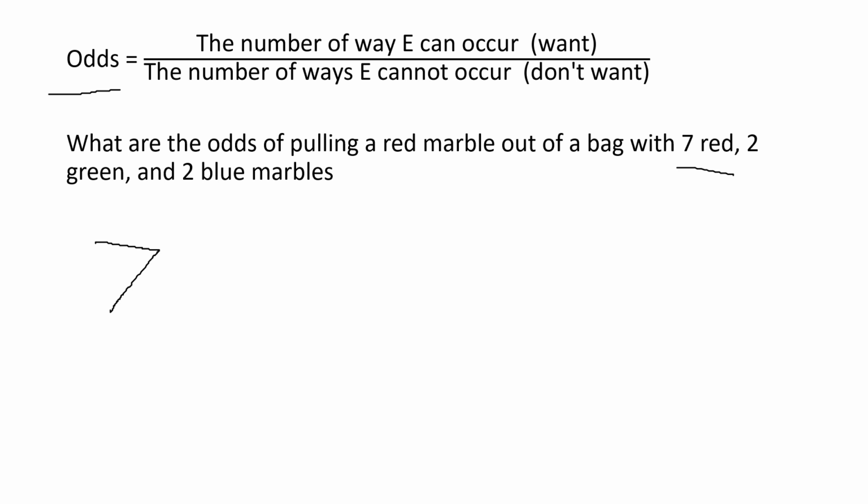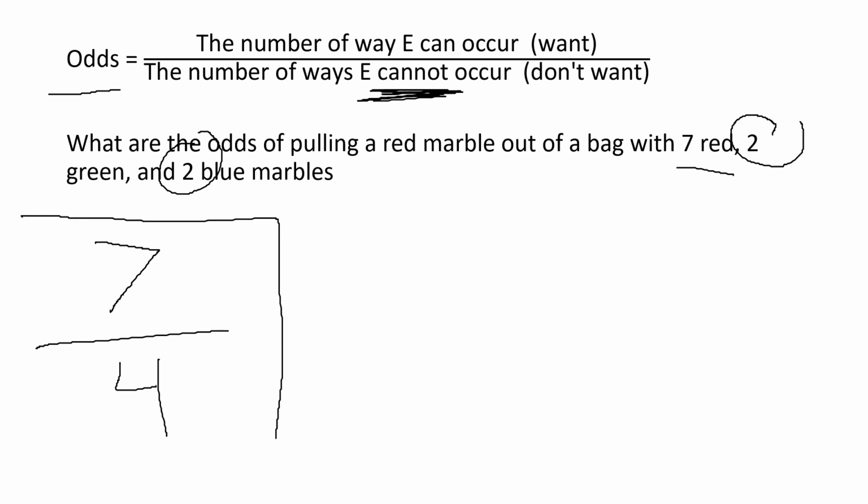Now, instead of putting the total on the bottom, we want to talk about what's not red. I have 2 green and I have 2 blue, which means there are 4 that I don't want. So the odds of pulling a red marble are 7 out of 4. Probability is over the total. Odds is over what you don't want.